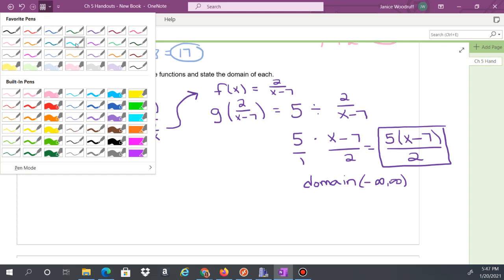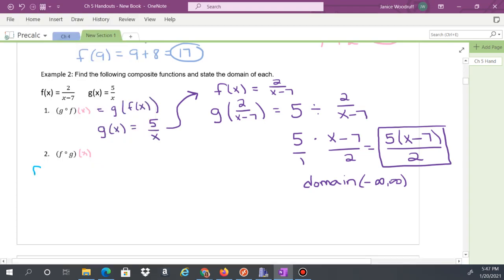Okay, let's see what f of g of x looks like. So I'm doing f of g of x. So I've got f of x is going to be 2 over x minus 7. I'm going to plug g of x in for that x. So g of x is 5 over x. So doing f of 5 over x, that's going to be 2 over 5 over x minus 7.